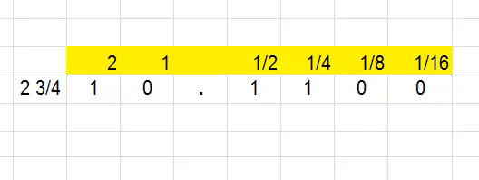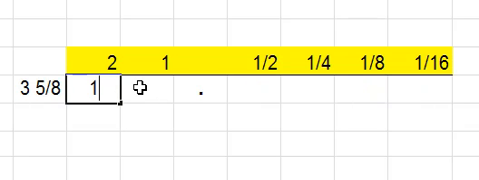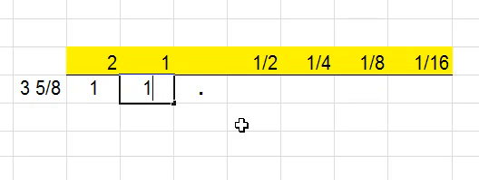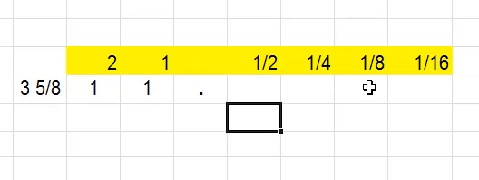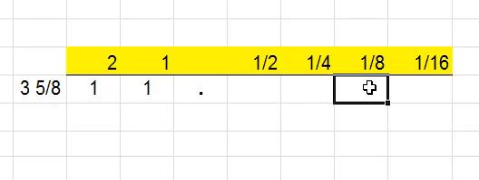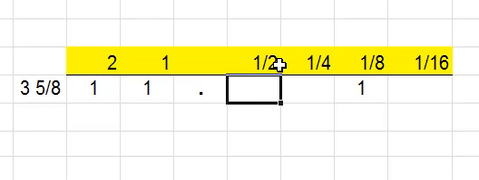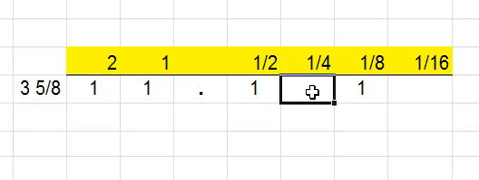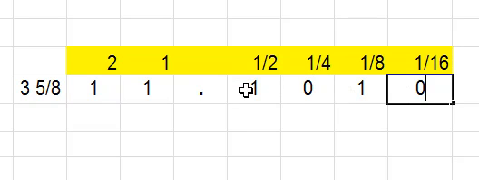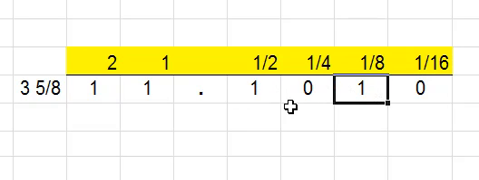So let's try another number. I'm going to try 3 5/8. 3 should be easy enough by now: 1 and 1 in this column. So how do I get 5/8? Well, there's 1/8. And how many 8s do we get in a half? We get 4, because 2 goes into 8 4 times, and 4 times 1 is 4. So that's 4/8 there. And we have 0 and 0. 4/8 plus 1/8 is 5/8. So 3 5/8 is represented in this way.